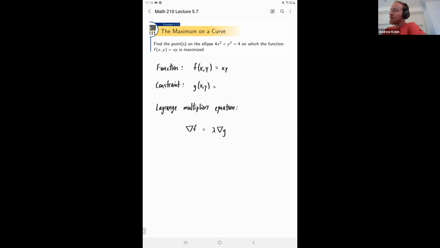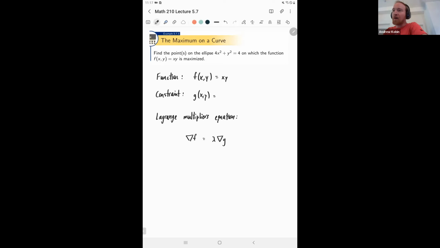All right, so we're given our function f. We know that our g function, the constraint, should look like the level curve of some function g. So I see a good candidate here, which is 4x squared plus y squared. And notice that it's set equal to a constant 4. So that's giving our level curve of g that acts as a constraint on the surface f.